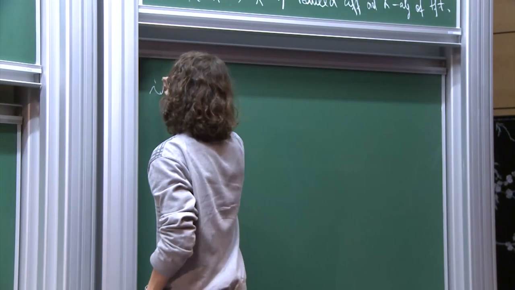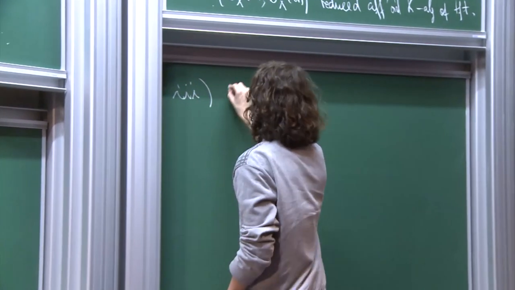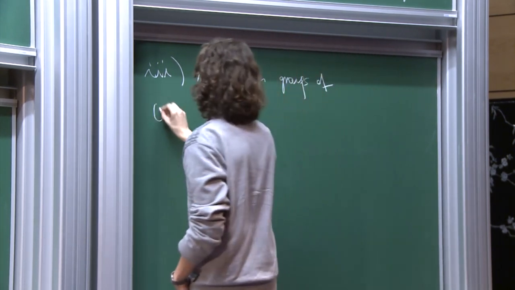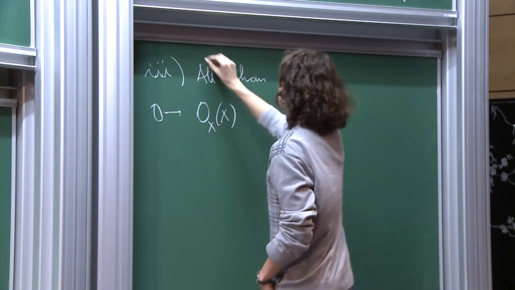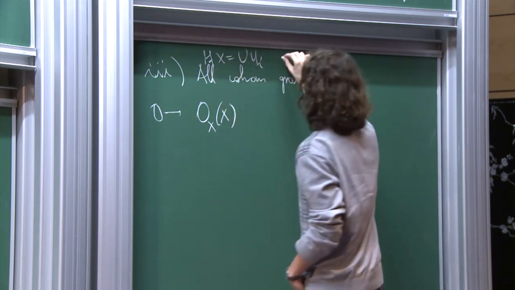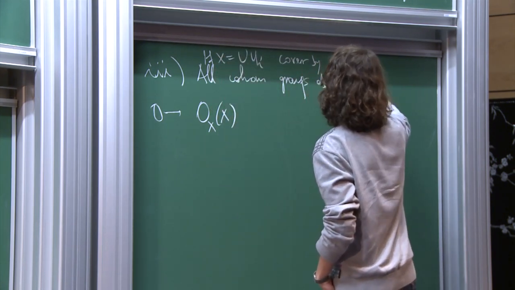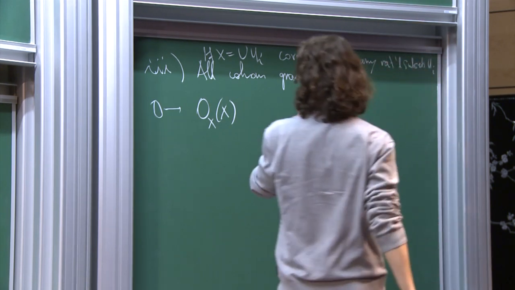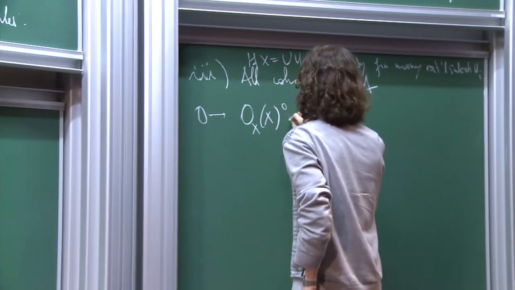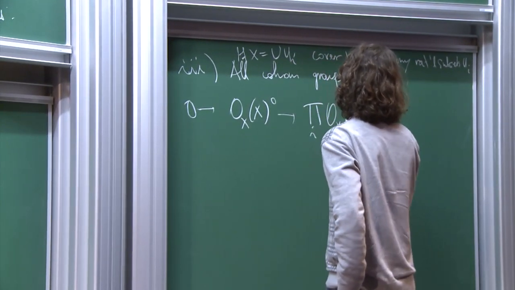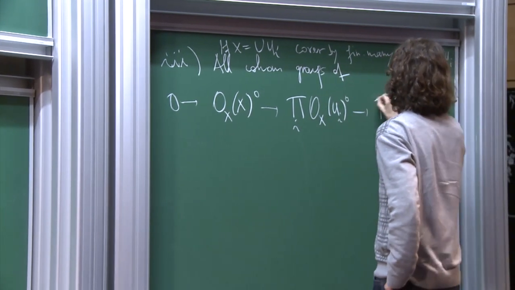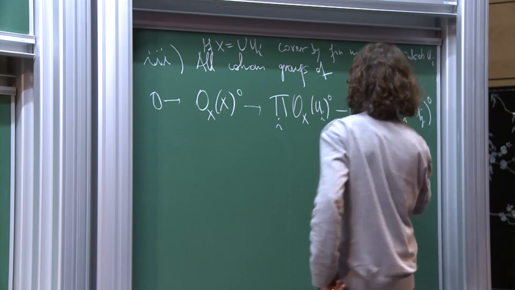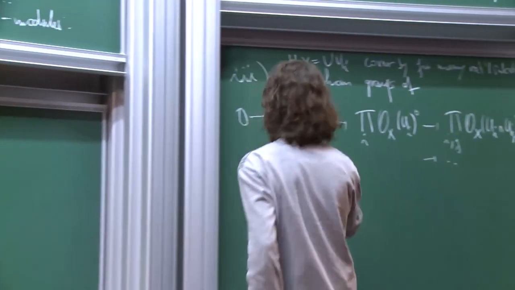And thirdly, and this is now finally the Tate acyclicity theorem, all cohomology groups of this following sequence. So if X is covered by finitely many rational subsets, so that's not quite the standard way of saying it, but it's equivalent. All cohomology groups of this complex are annihilated by a bounded power of pi.